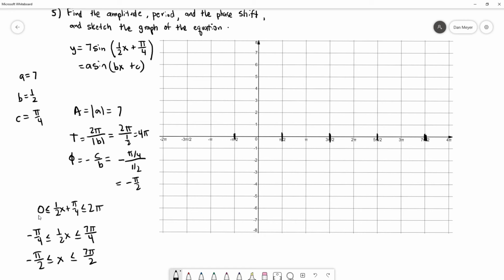Since we are dealing with a sine function, we're going to start at 0. This is the interval on which we're going to graph a cycle, and the sine cycle starts at 0. At the next interesting point, it moves up to 1, but in this case, since our amplitude is 7, it's going to move up to 7. So we start at 0, go up to 7, back down to 0, down to negative 7, and then back up to 0 for one cycle of this sine function.